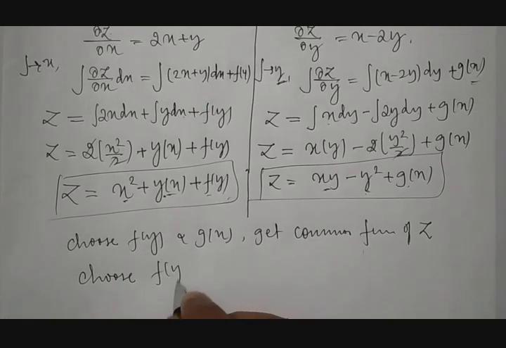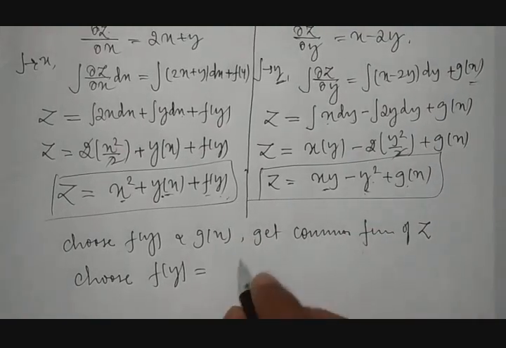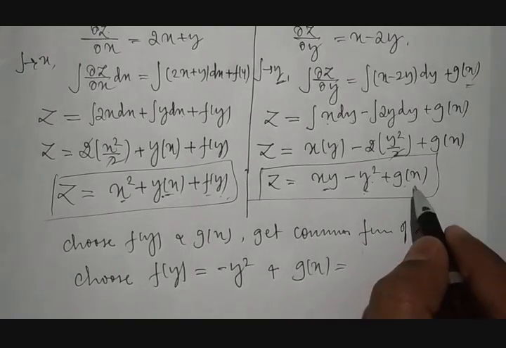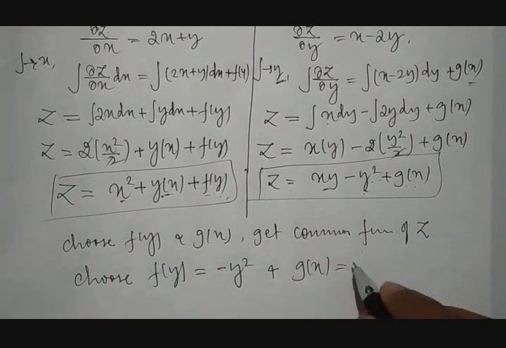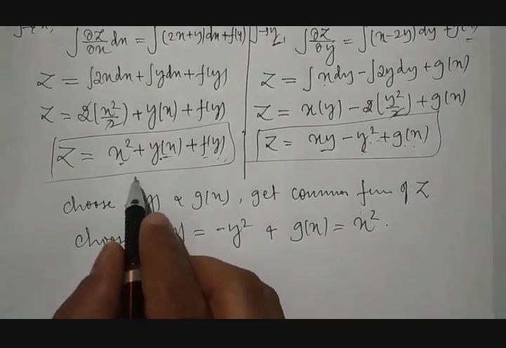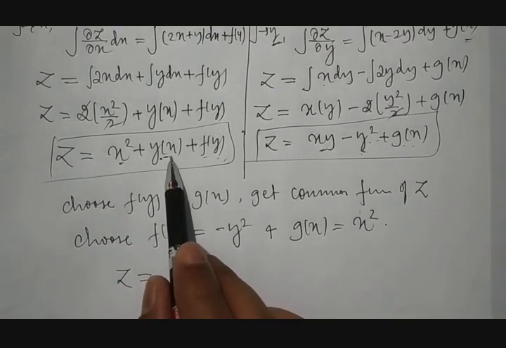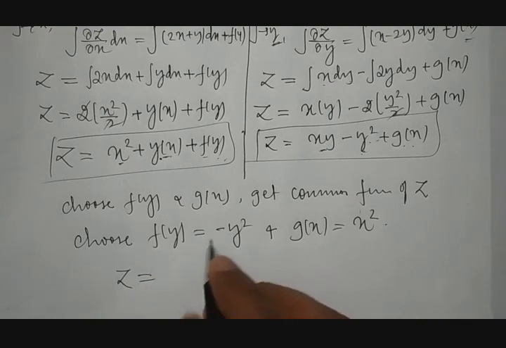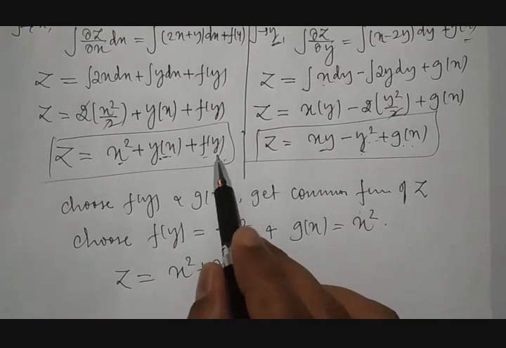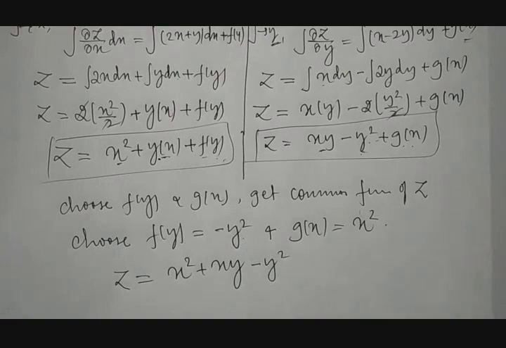We'll be taking f of y is equal to, here what is required? Minus y square is required. So we'll take minus y square. And g of x will be taken as, here what is required? x square is required. So we'll be taking x square. If you substitute these values here, for example, you can see z is equal to x square plus x into y plus f of y. f of y is nothing but minus y square. Okay, this is the result.